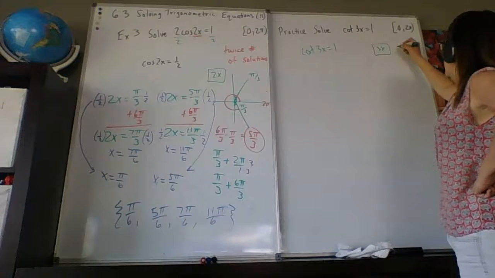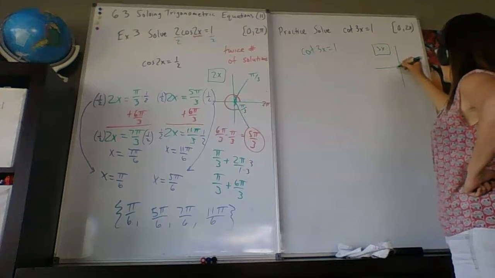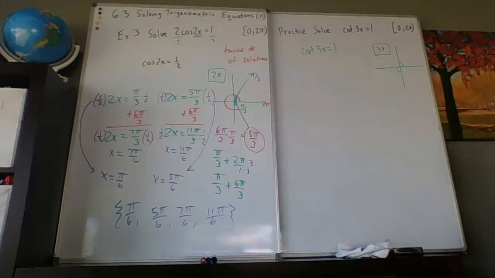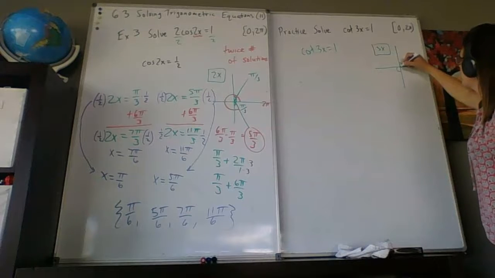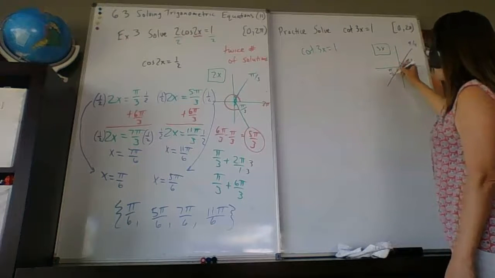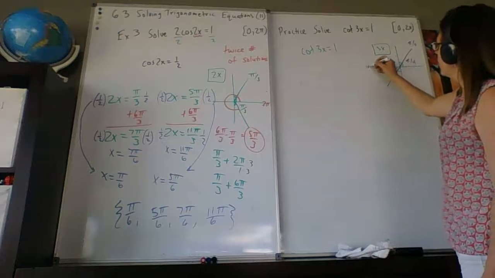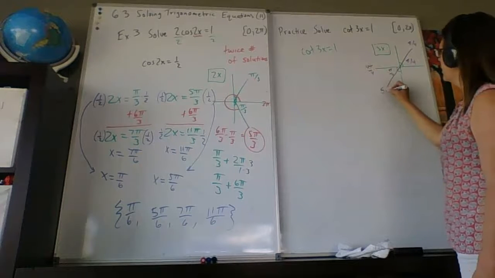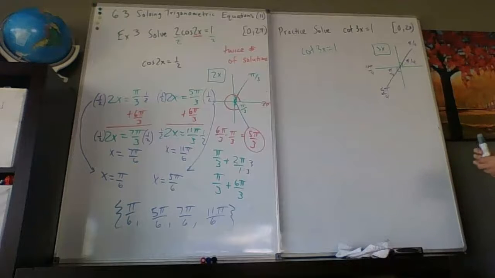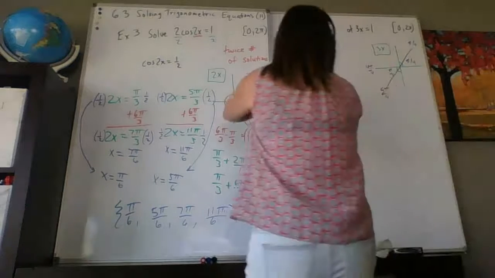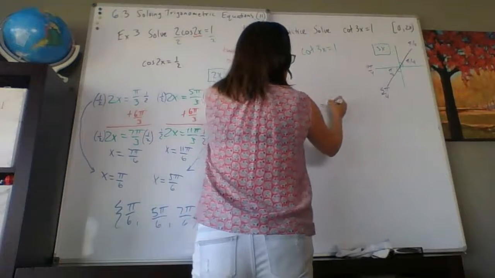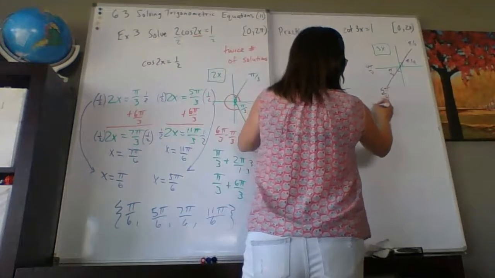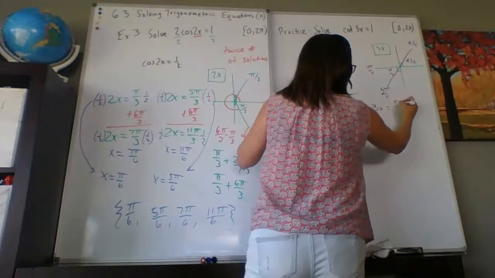So cotangent is positive in quadrants 1 and 3. And whenever we have a tangent or a cotangent equaling 1, that's going to be a reference angle of 45 degrees, or pi over 4. Remember, pi can be written as 4 pi over 4 in this situation, so this angle in quadrant 3 is 5 pi over 4. So therefore, we get that 3x equals pi over 4, or we get 3x equals 5 pi over 4.